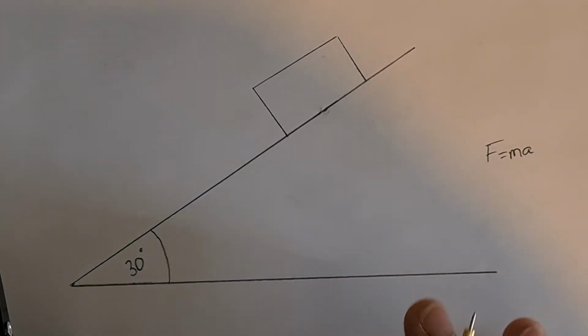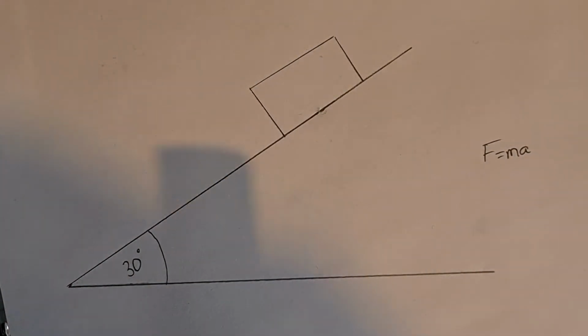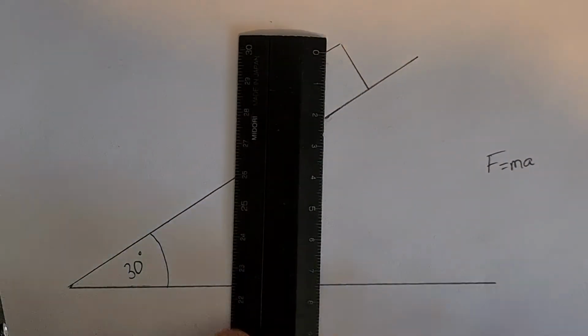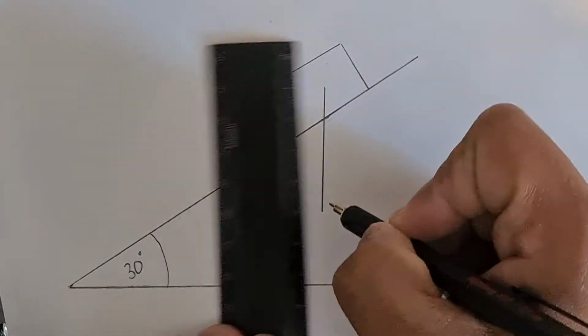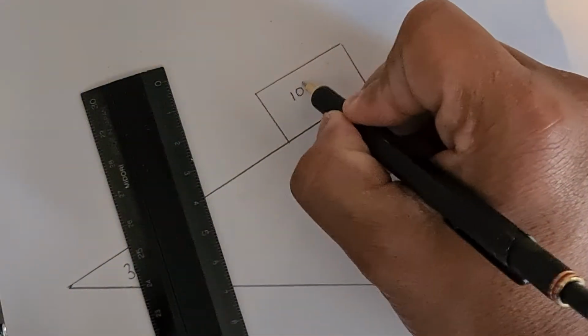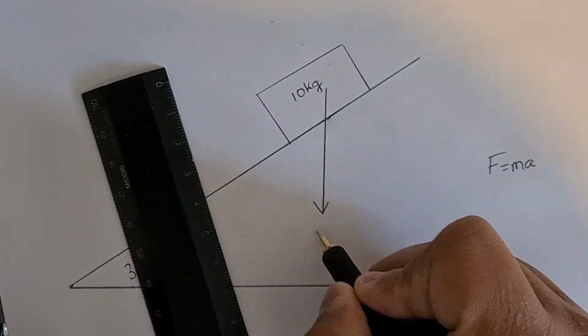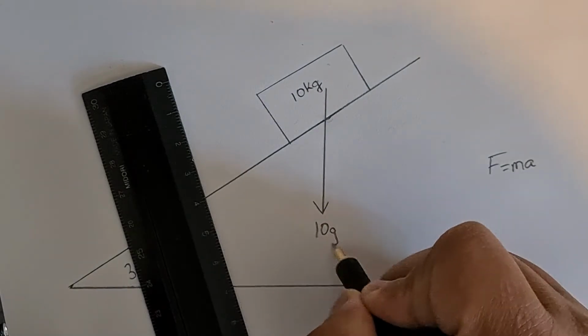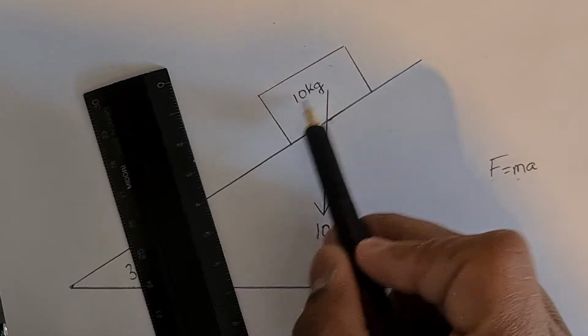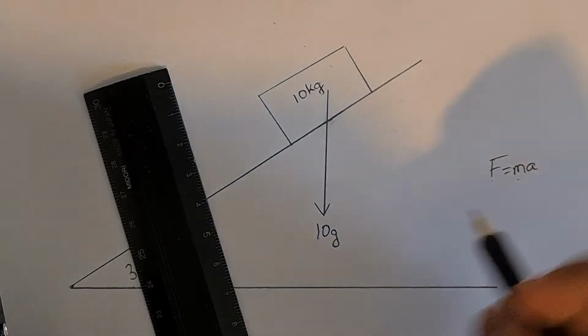Now here, the first force that we can put down is gravity. Gravity always acts down, meaning you can take your object and you can put a force that goes straight down from the weight. Assuming this weighs 10 kg, you can say that this is 10g, because force is mass times acceleration. 10 is the mass, acceleration is g.